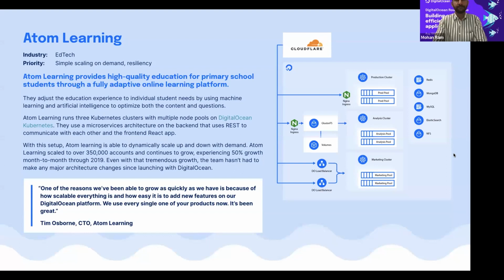Ever since they created their whole architecture, they've had very little to do to update it, because once you have all your automation ready, there's not a lot of changes you need to make for your infrastructure. That's one of the reasons they've been able to grow so quickly on DigitalOcean, seeing 50% growth month to month. Next slide, please.